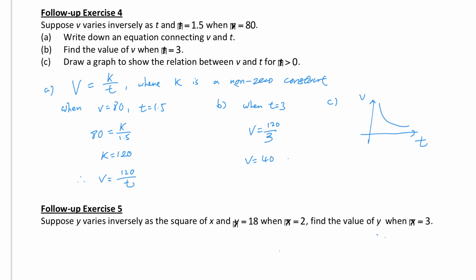Part B, similar. It's easy. t is equal to 3. Substitute into the equation, V is equal to 40. What is the relationship between them? Okay, just like a curve, V and t.